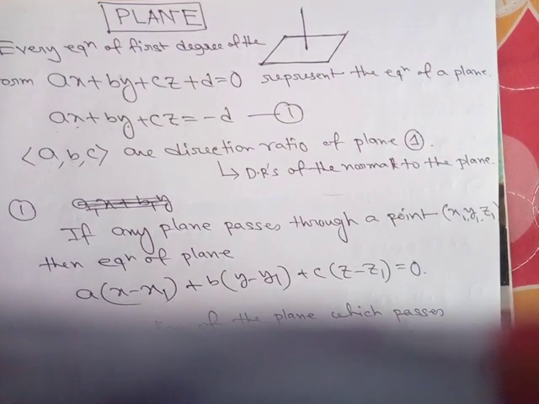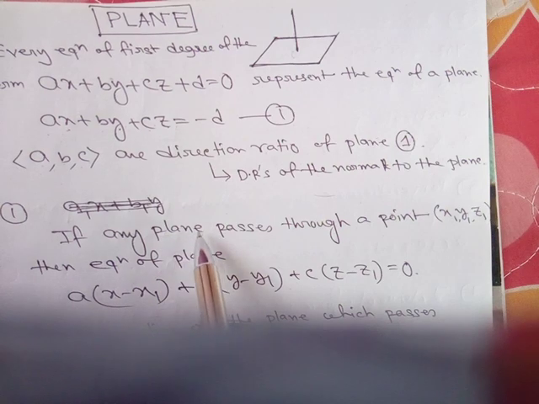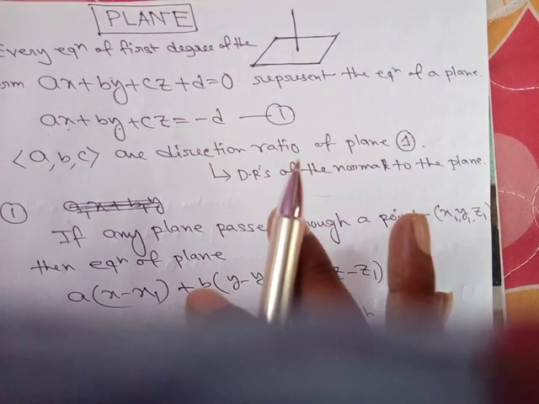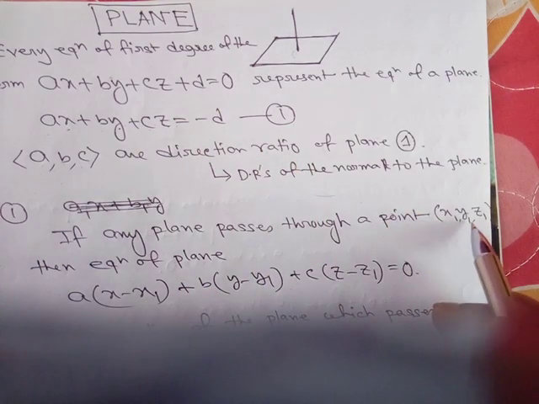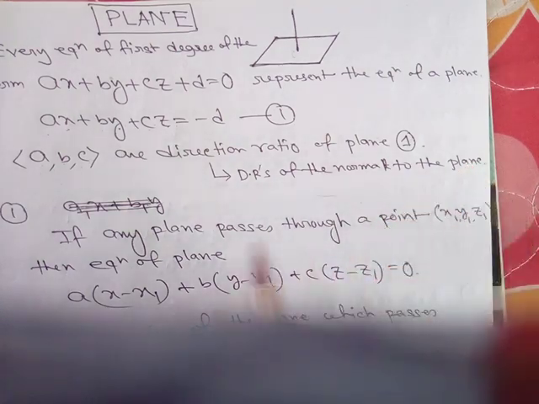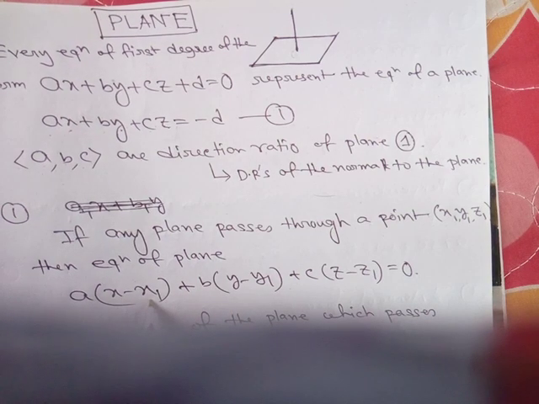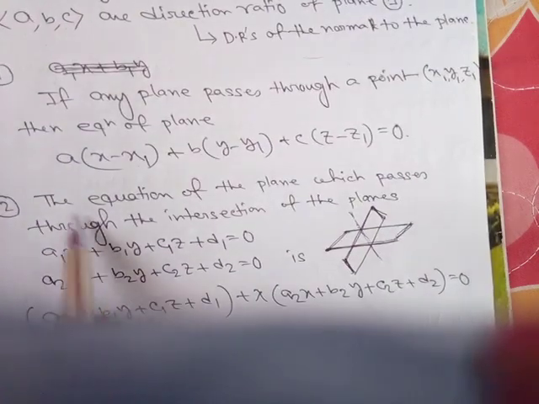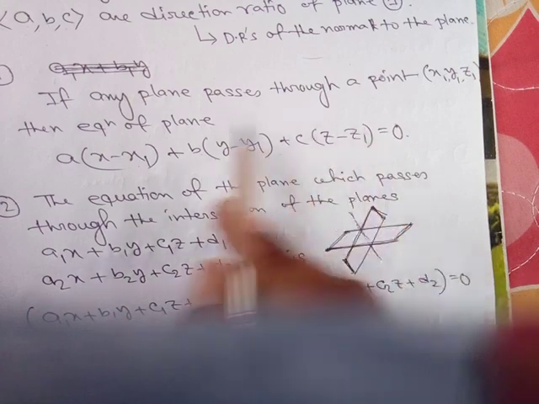Now, if any plane passes through a point x1, y1, z1, for example 2, 3, 4 or minus 1, 2, minus 3, any one point, the equation of the plane will be a into (x minus x1) plus b into (y minus y1) plus c into (z minus z1) equal to 0. Here a, b, c are the direction ratios of that plane.